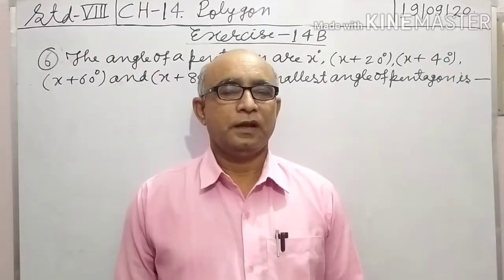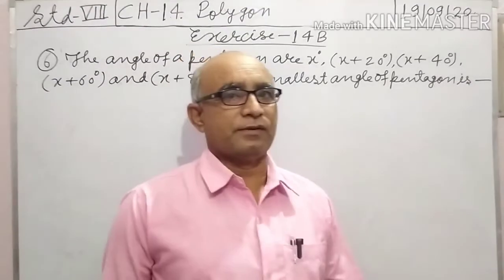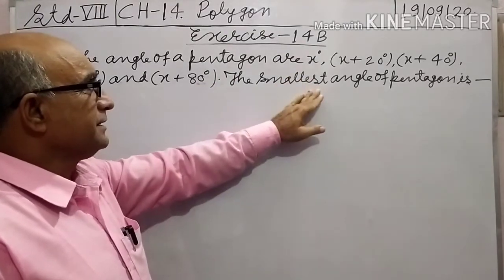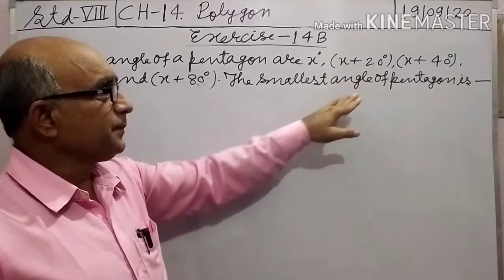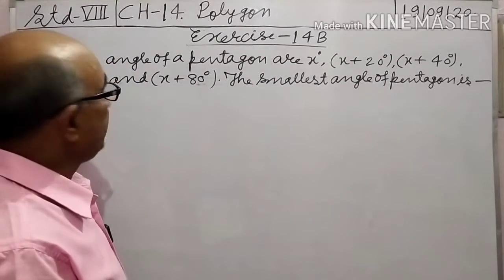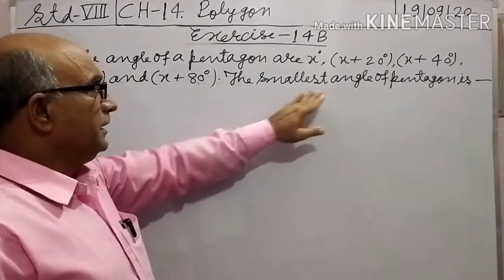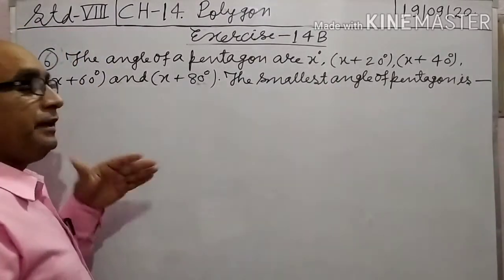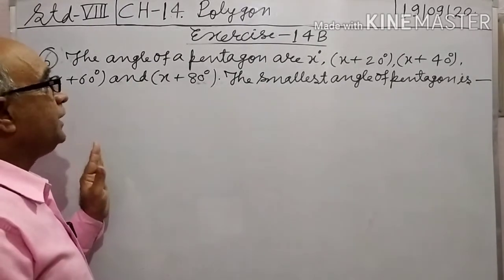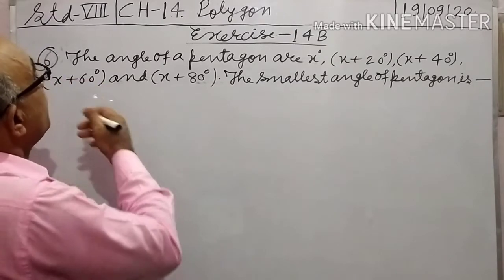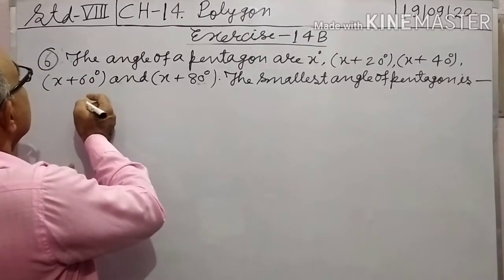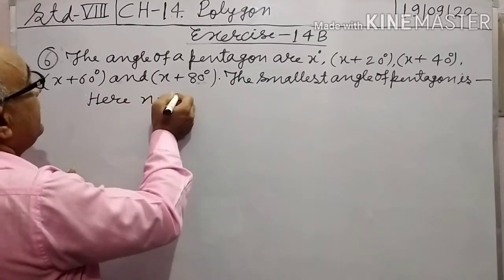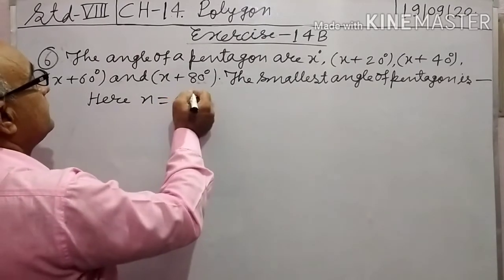Understand and write it. Students, next question is question number 6. The angles of a pentagon are x plus 20 degree, x plus 40 degree, x plus 60 degree, and x plus 80 degree. Find the smallest angle of the pentagon. A pentagon has 5 sides, so n equals 5.